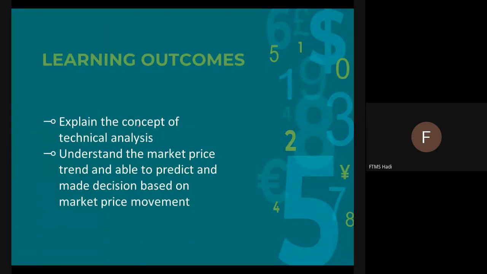Learning outcome: explain the concept of technical analysis. That means you get to know the basics first. And then the second one, to understand the market price trend. You see here, there is a keyword, market price trend. Market price is the price of shares that we sell in the market. And you should be able to predict, so based on the trend, you will be able to make predictions. You also need to make decisions based on market price movement, either you need to buy or you need to sell. So that is the learning outcome for this chapter.